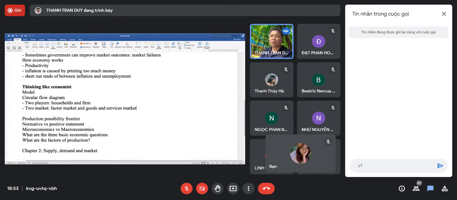And so the theory question may ask you something like, in a factor market, who are the sellers, who are the buyers? Can you answer?